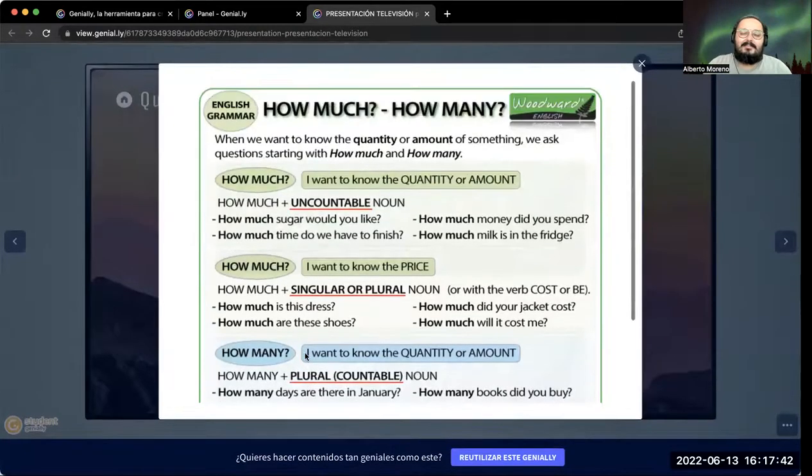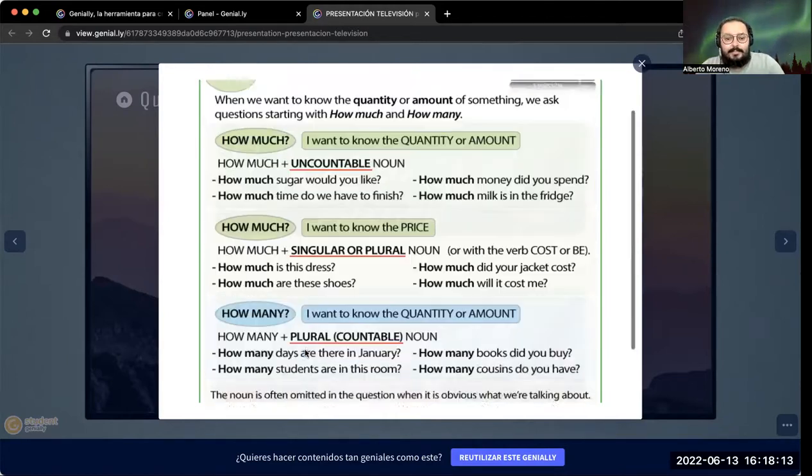Chicos, how much, how many? Digo, en inglés hay distinción entre el cuánto para contables y cuánto para no contables. Vamos a utilizar la pregunta how much para los sustantivos no contables. Por ejemplo, how much sugar, how much time, cuánto azúcar, cuánto tiempo. También se utiliza how much para saber el precio de un sustantivo tanto en singular como en plural, pero estos sí pueden ser contables. Por ejemplo, how much is this dress, how much are these shoes, cuánto cuesta este vestido, cuánto cuestan esos zapatos.